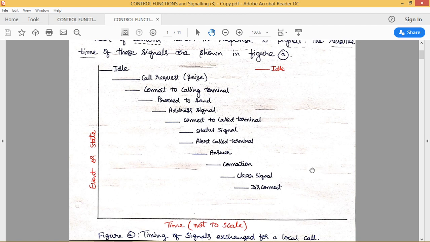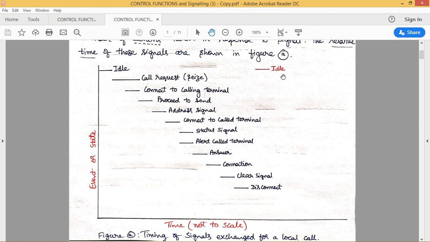Again, once he receives the called clear signal, he again sends the backward clear signal. Of course, we will discuss in detail how signals are interchanged between the exchange and the end users. So once the clear signal is received by the exchange, the exchange will disconnect the connection.